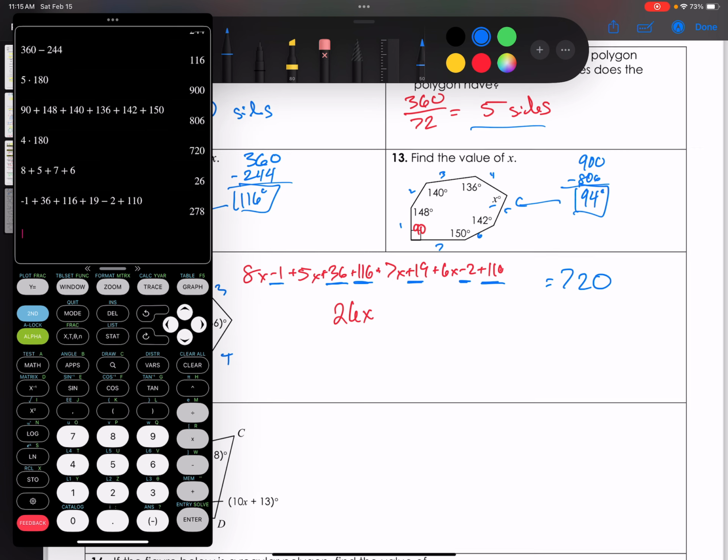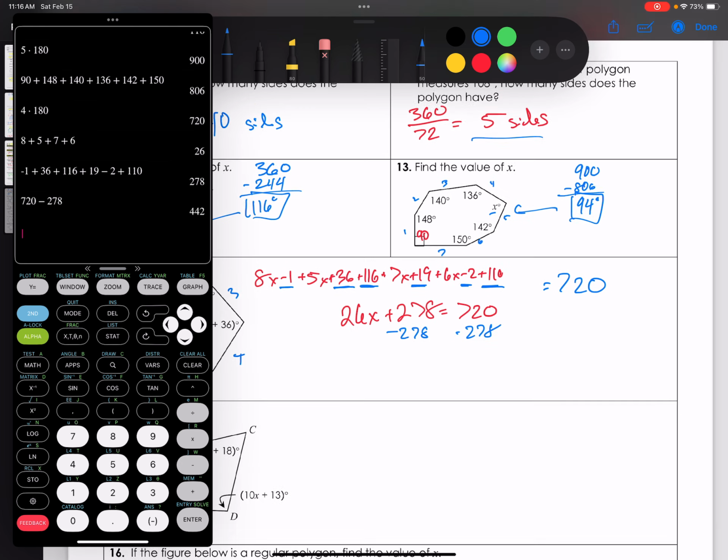All right, so we get 278. Oops, change it back to red. So we get plus 278 is equal to 720. Okay, and then now it's much easier to read. We're going to subtract that 278 from both sides. So 720 minus 278 gives me 442.